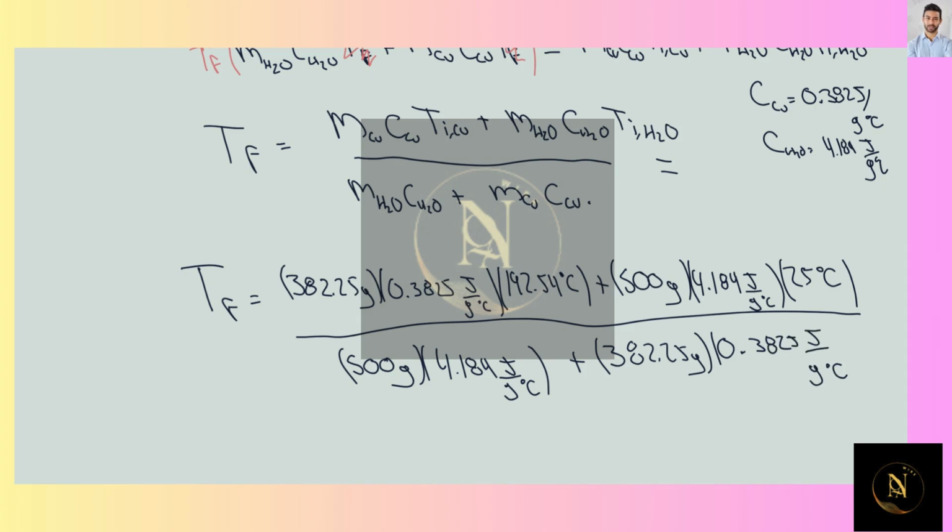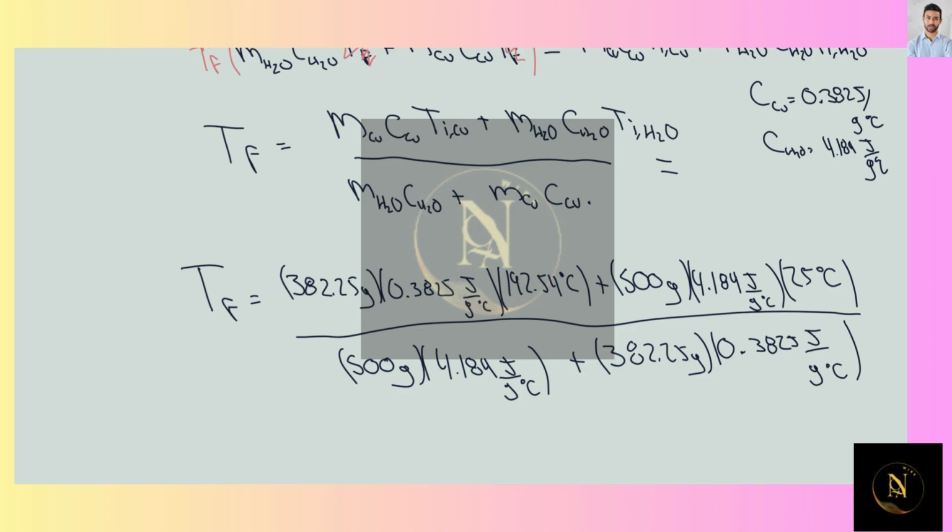divided by mass of water, 500 grams, times its heat capacity, 4.184 joule per gram degree Celsius, plus mass of copper, 382.25 grams, multiplied by 0.3825 joule per gram degree Celsius.